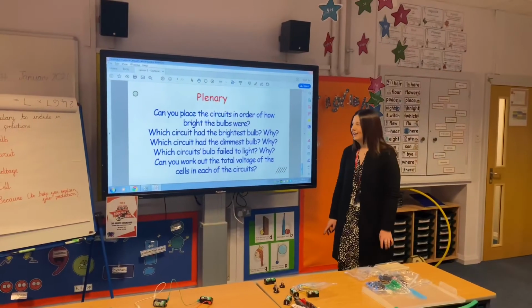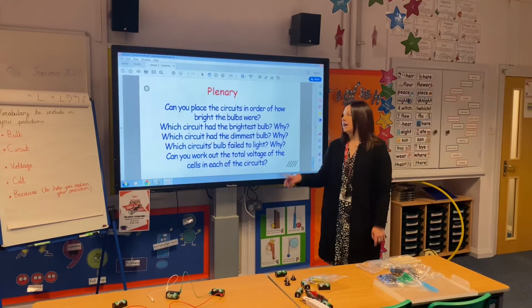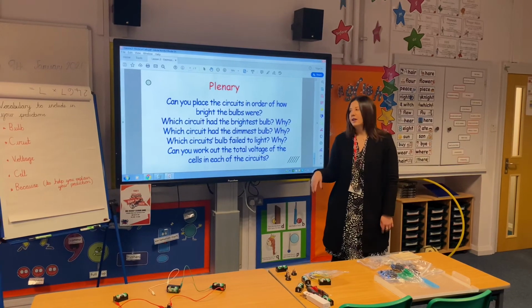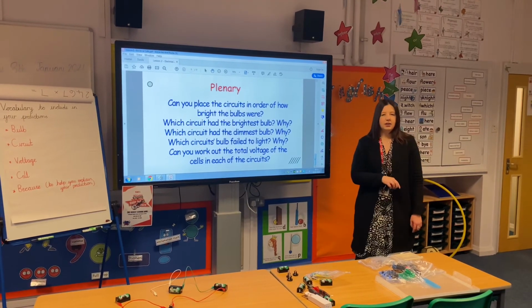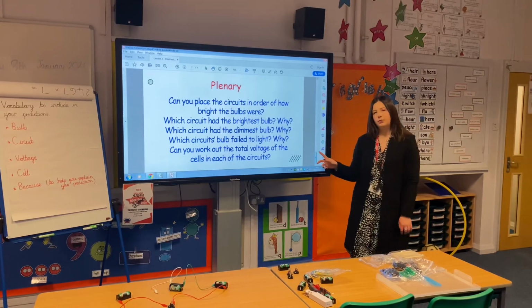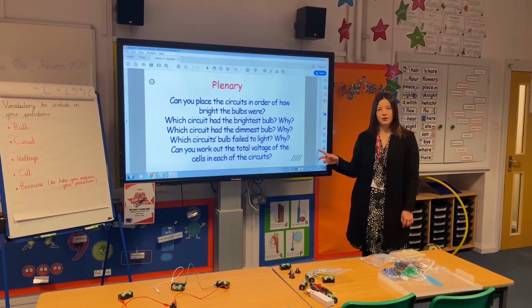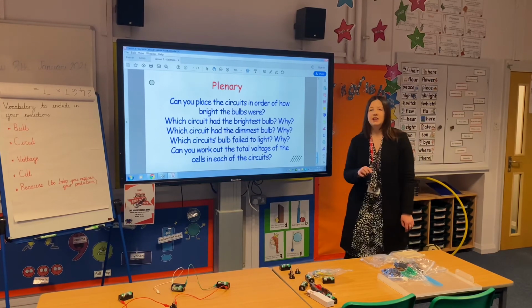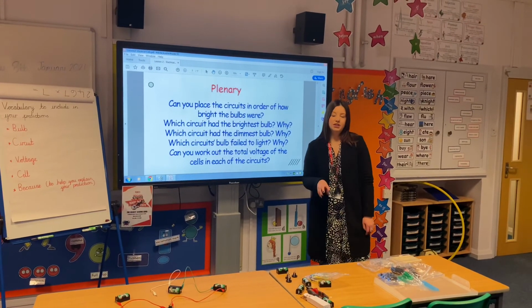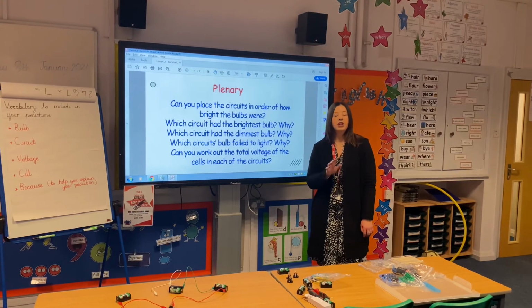And finally, what we'd like you to do now is place the circuits in order of how bright the bulbs were. Then, which circuit had the brightest bulb and why do you think that was? Which circuit had the dimmest bulb and why? And which circuit failed and why do you think that was? I'm going to give you a little bit of reflection time now to think about those questions, note down your answers.